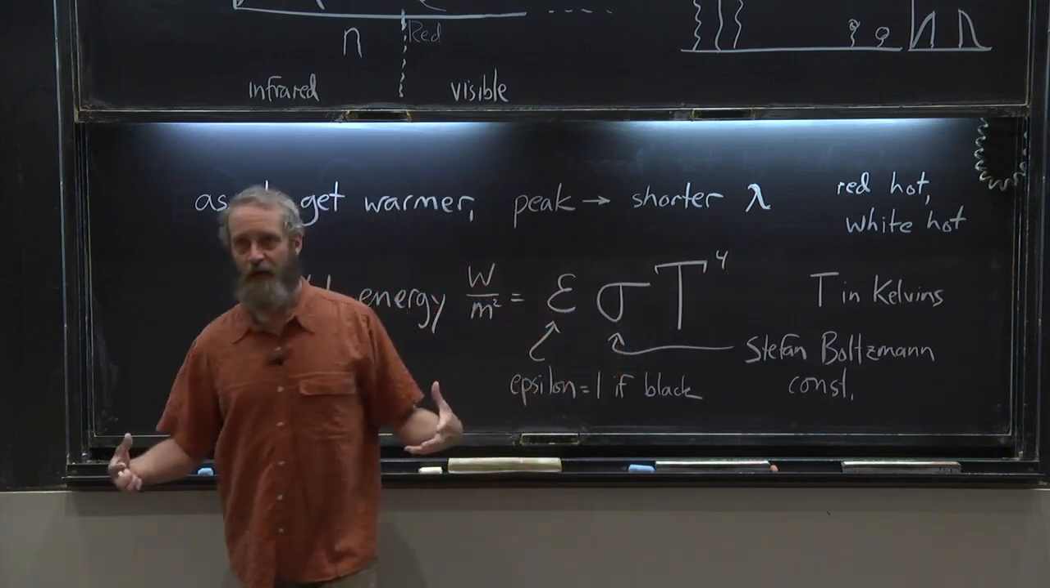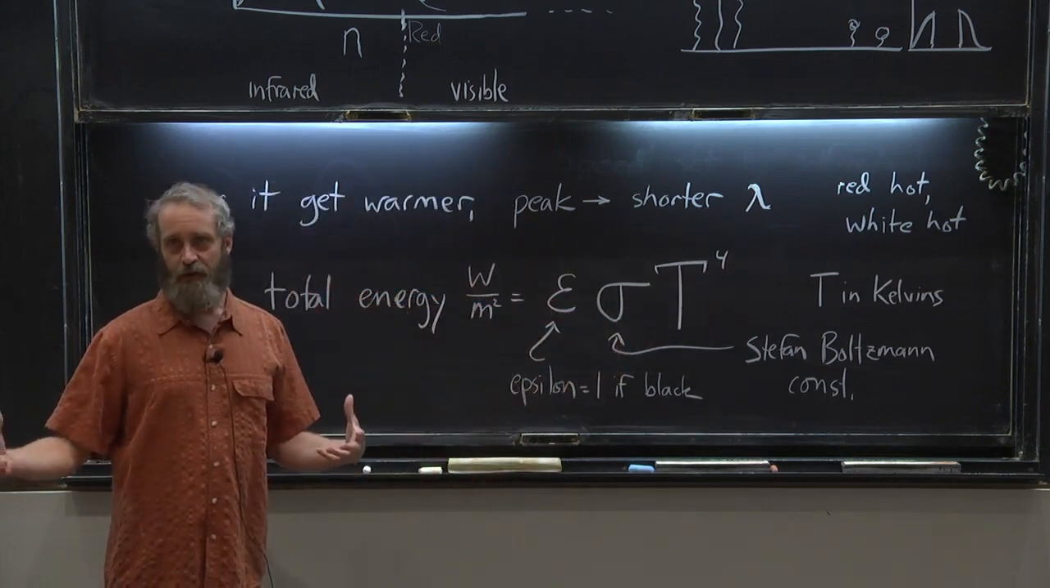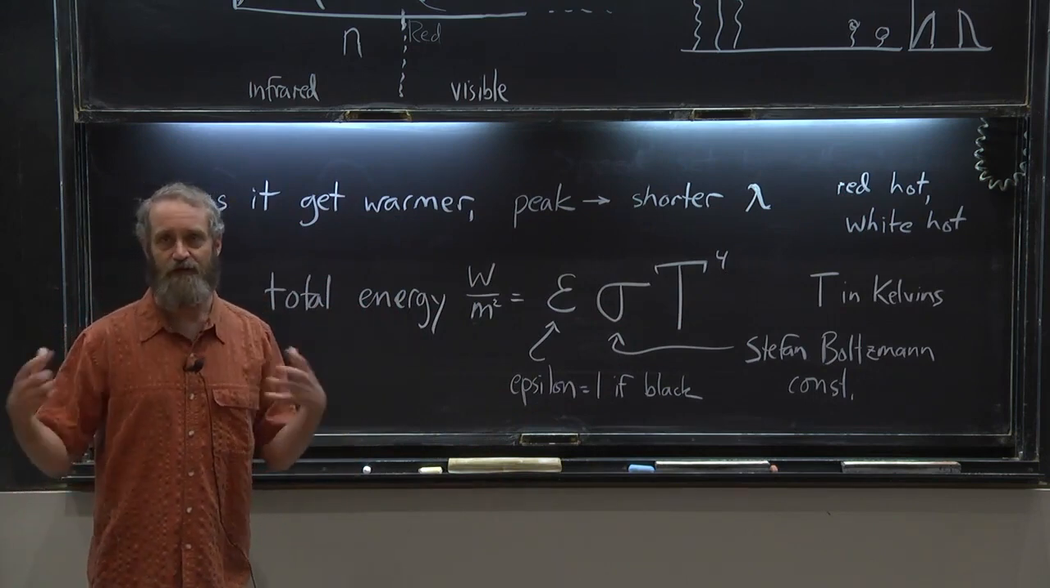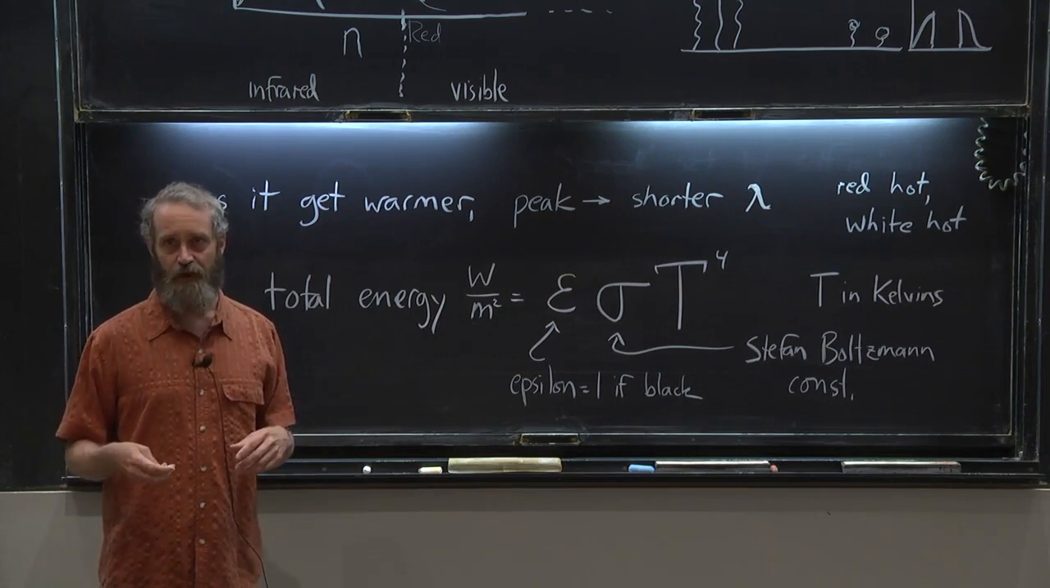So you raise it to the 4th power, that means if you double the temperature, the energy flux goes up by a factor of 2 to the 4th, which is 16. So it's a very, very powerful function of temperature.